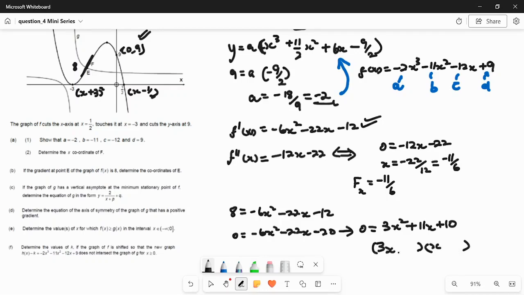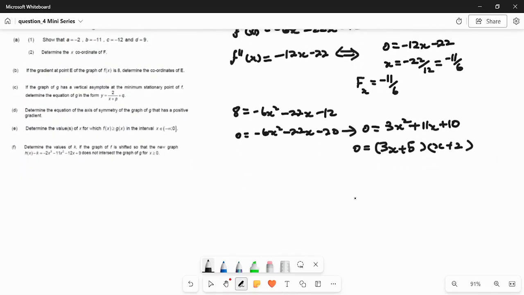Now I can factorize this and say 3x, my factors, and everything will be positive. And then factors of 10 that give me 11x, I don't have, but I can have 6x plus 5x. So I can say 5 there, and then 2. So now that means I have 3x is equal to a negative 5. So our x is equal to negative 5 divided by 3, or x is equal to negative 2.